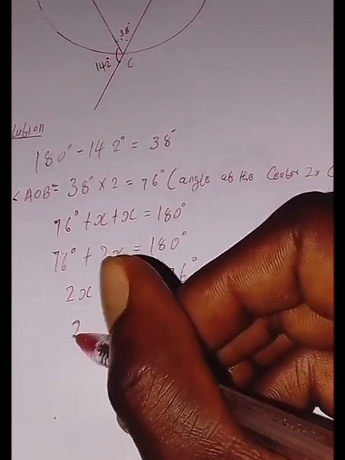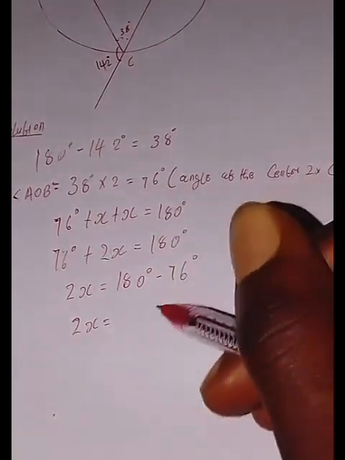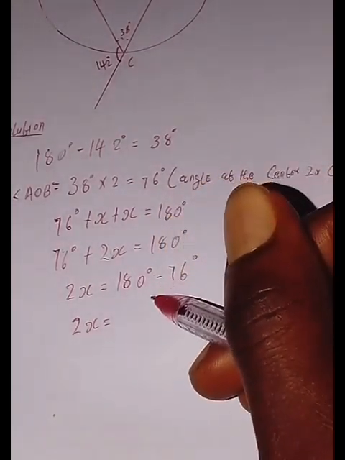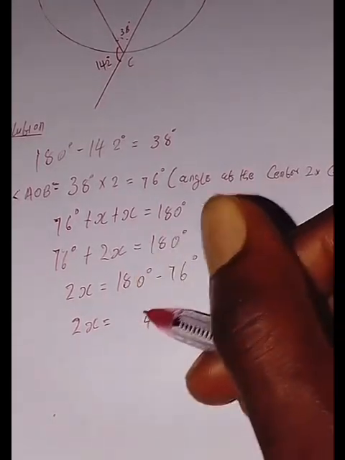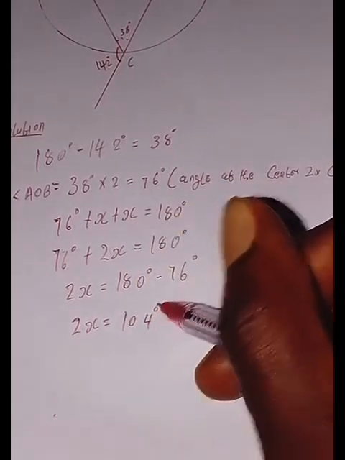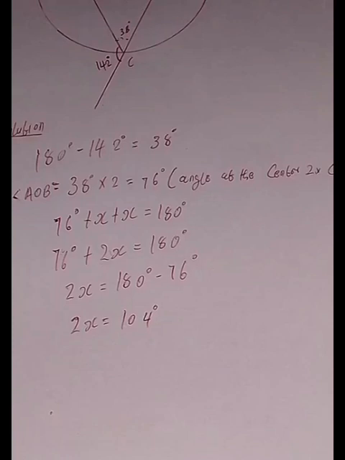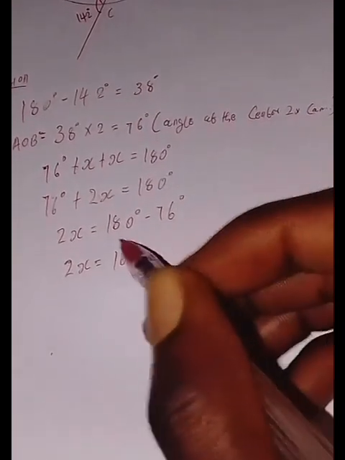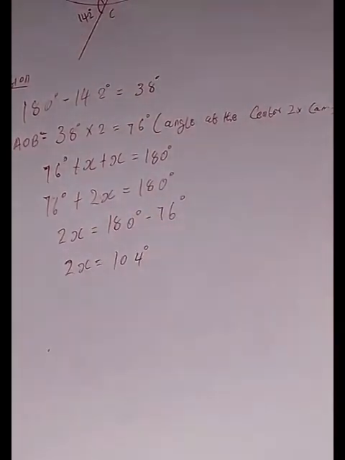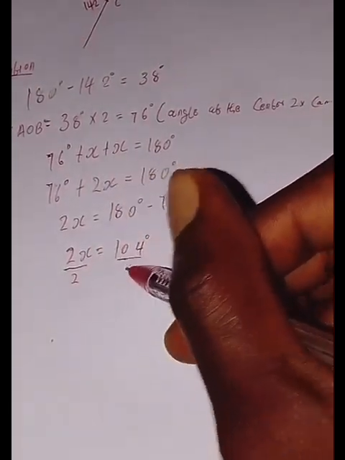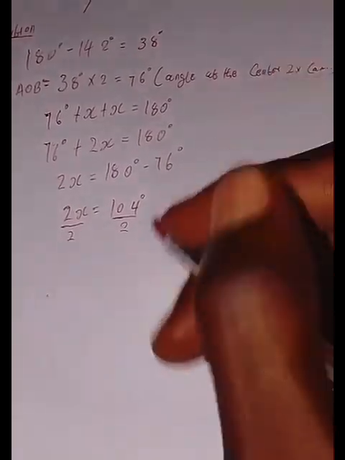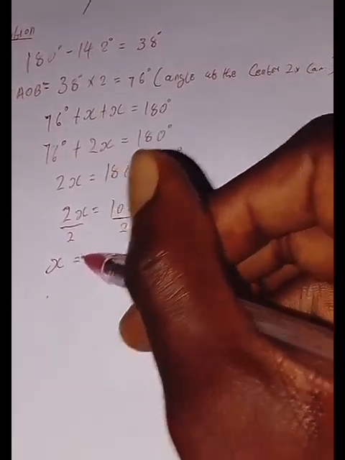So we have 2x equals what? That will give us 104 degrees. So 180 minus 76 is 104 degrees. Now we divide both sides by 2, 2 here and 2 here, so now we can get our x.